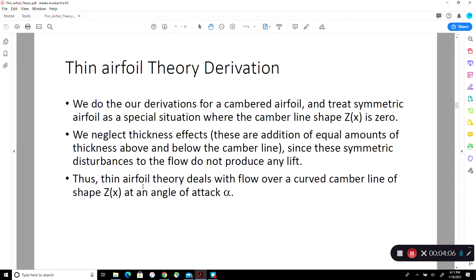Remember, the thickness of the airfoil is typically 12%, 15% of the chord. That means above the camber line it's 6%, below the camber line it's 6%. So the thickness is small. If you have a lot of thickness and you don't want to neglect it, then we have to use something called the thick airfoil theory, or the so-called panel method, that we will cover in a later slide. XFOIL, the software, uses the panel method for modeling flow over airfoils. So this is definitely an approximation because we are neglecting the thickness effects.